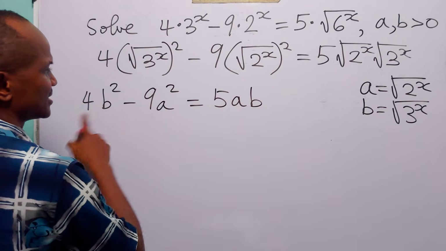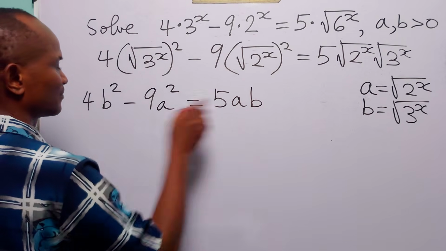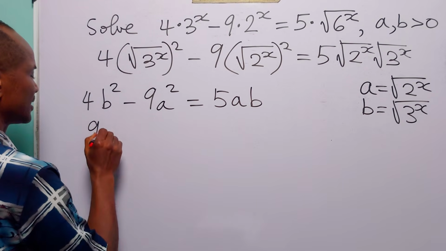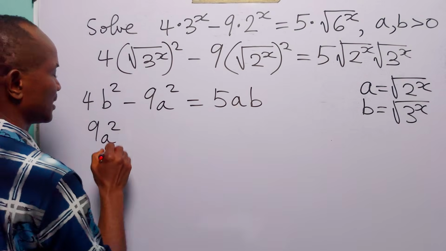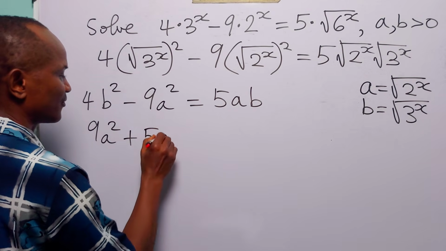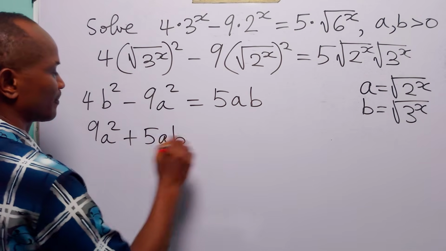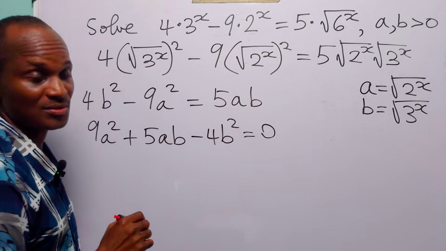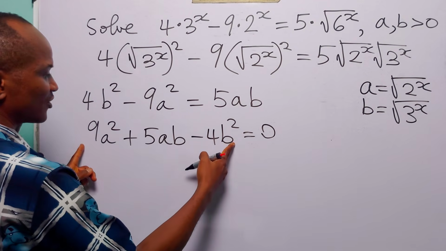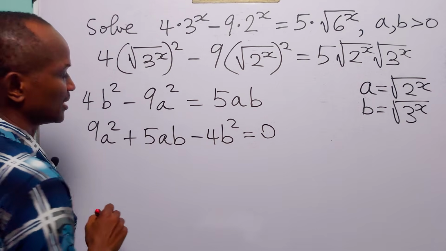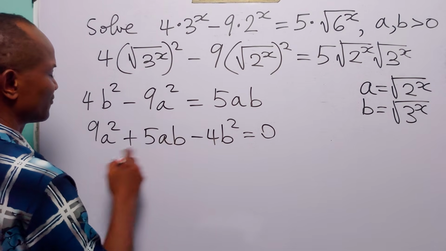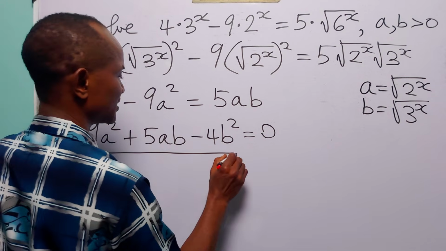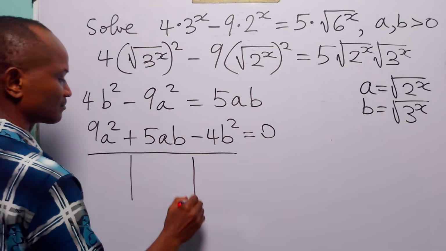Now, when we rearrange this equation, we have 9a squared plus 5ab minus 4b squared is equal to 0. We can factorize the left-hand side of this equation. Since we have two different variables, let us use the table method.